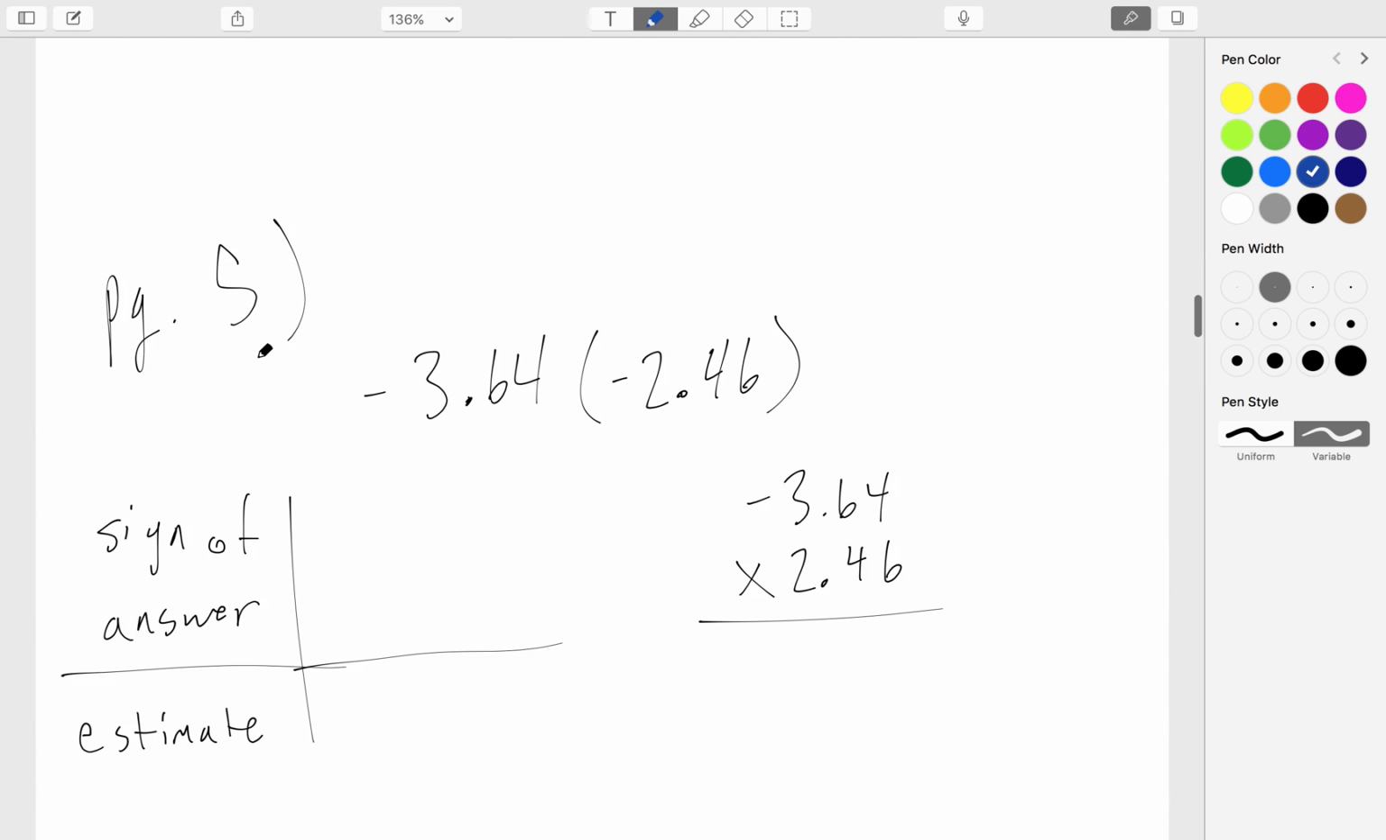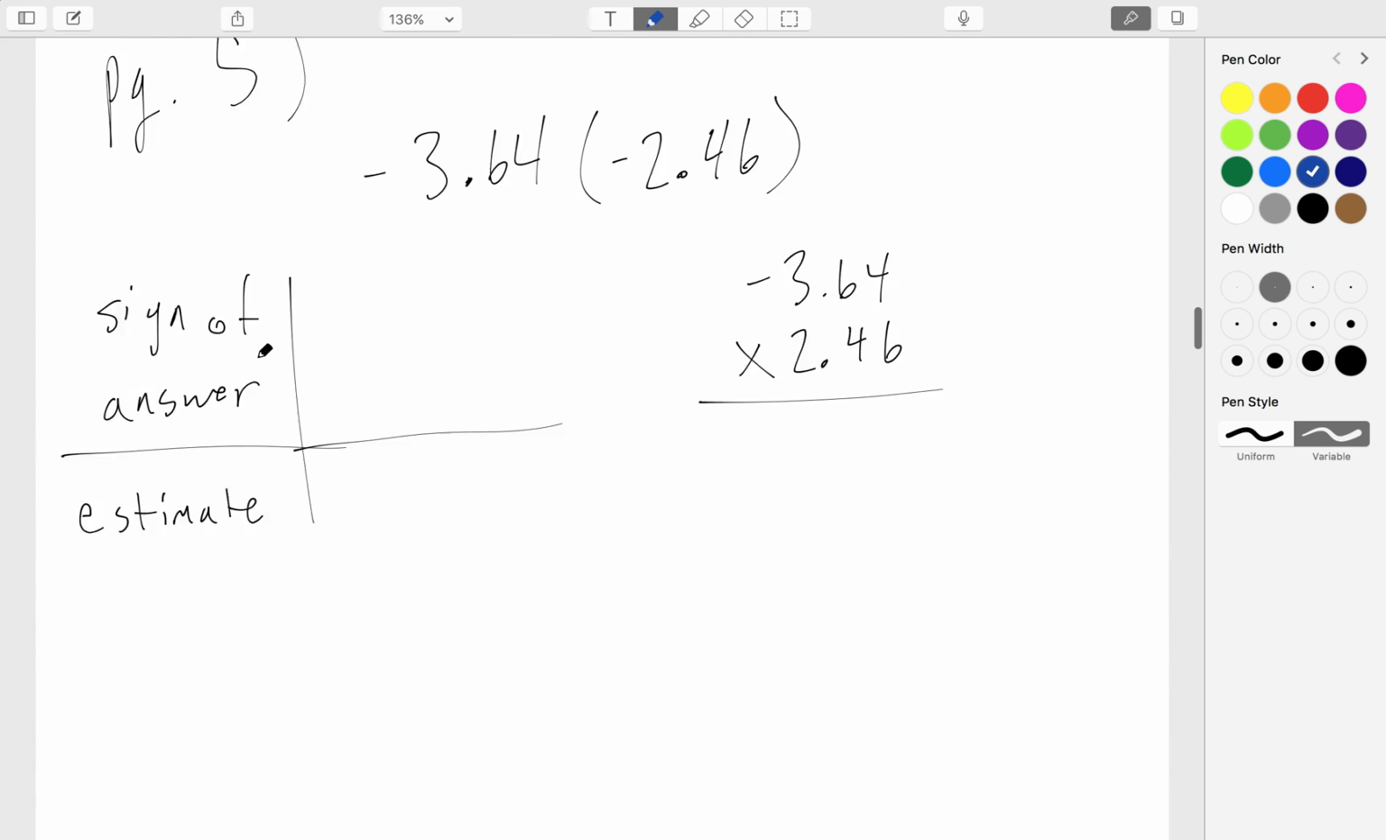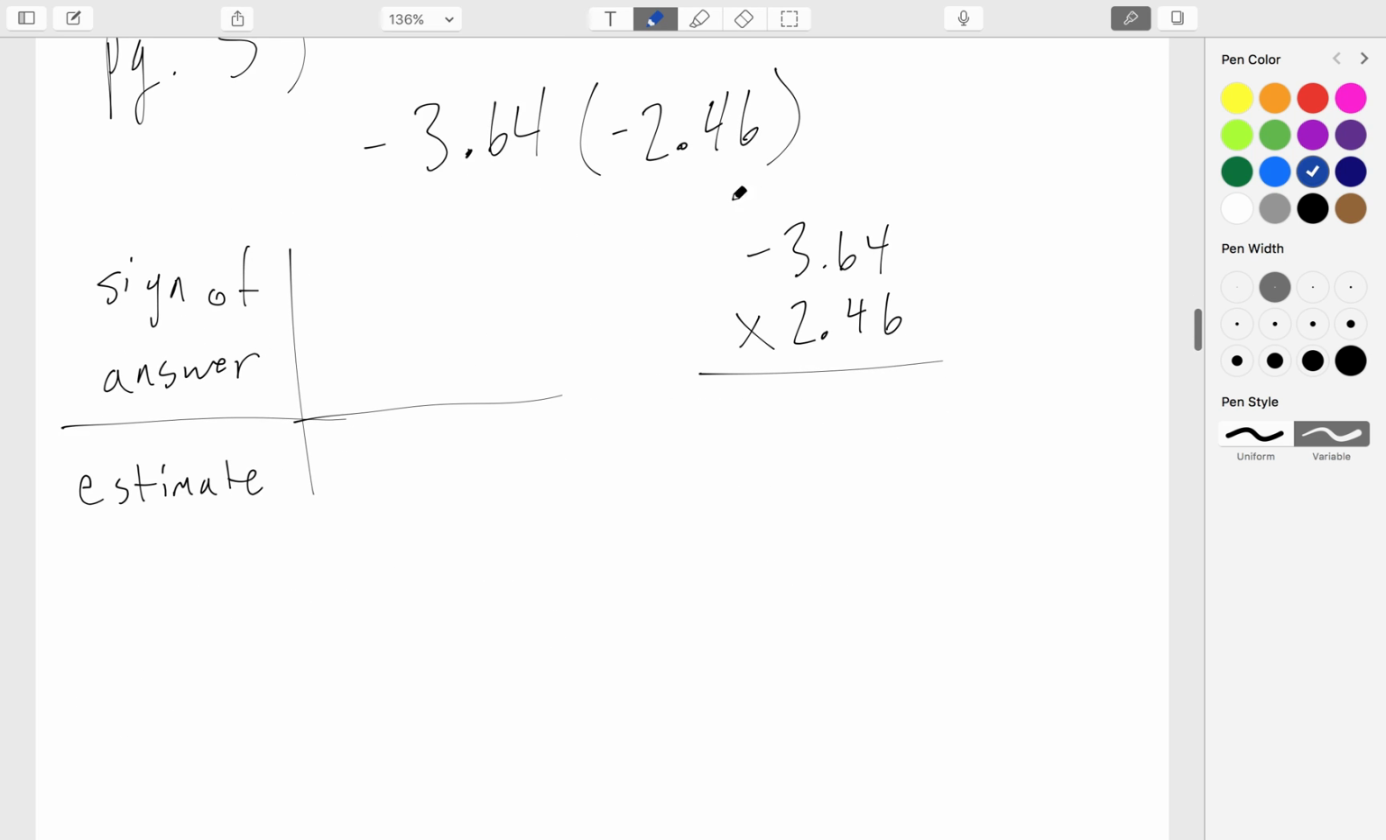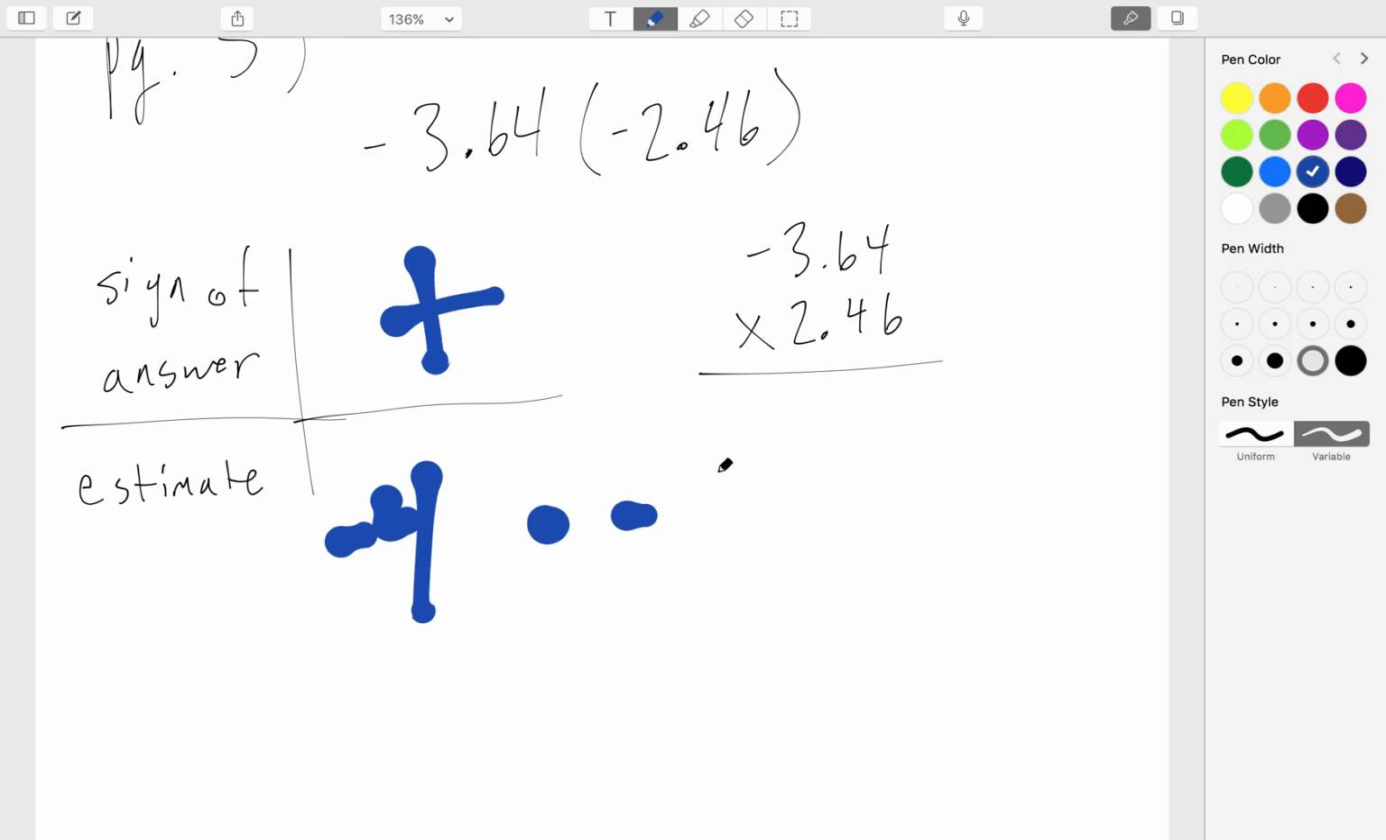Okay, let's go to page 5. We have a negative times a negative is a positive, right? So this one is a positive. Let's go big. Estimate. Okay, so we have negative 3.64. That's negative 4. And then we have negative 2.46. That would be times negative 3, right?